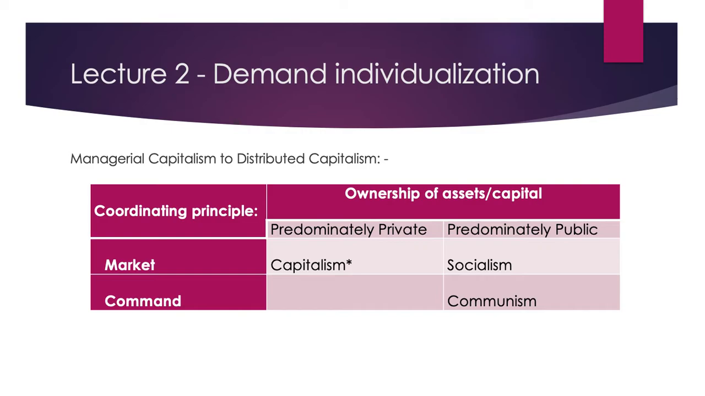On the table here we see owners of asset capital. So we have in the market, for example, a predominant player, capitalization. For example, big companies like iPhone and Samsung. They are monopolizing the market right now. Predominantly public, socialism, and that's for market. And command, we have communism. We see that, for example, in China or North Korea.